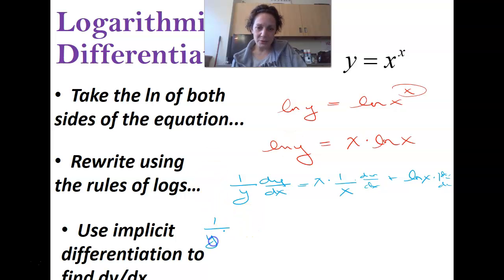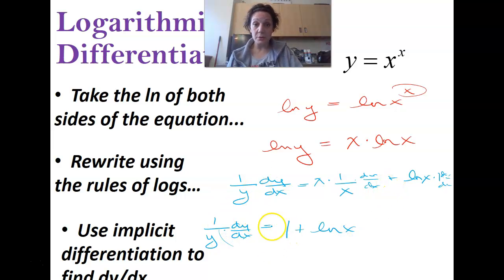So I'm now down to 1 over y dy/dx equals, this is x over x, and then here I have the ln of x. Now remember, when it comes to implicit differentiation, we always have to solve for dy/dx. So I have dy/dx is equal to this whole quantity times y.